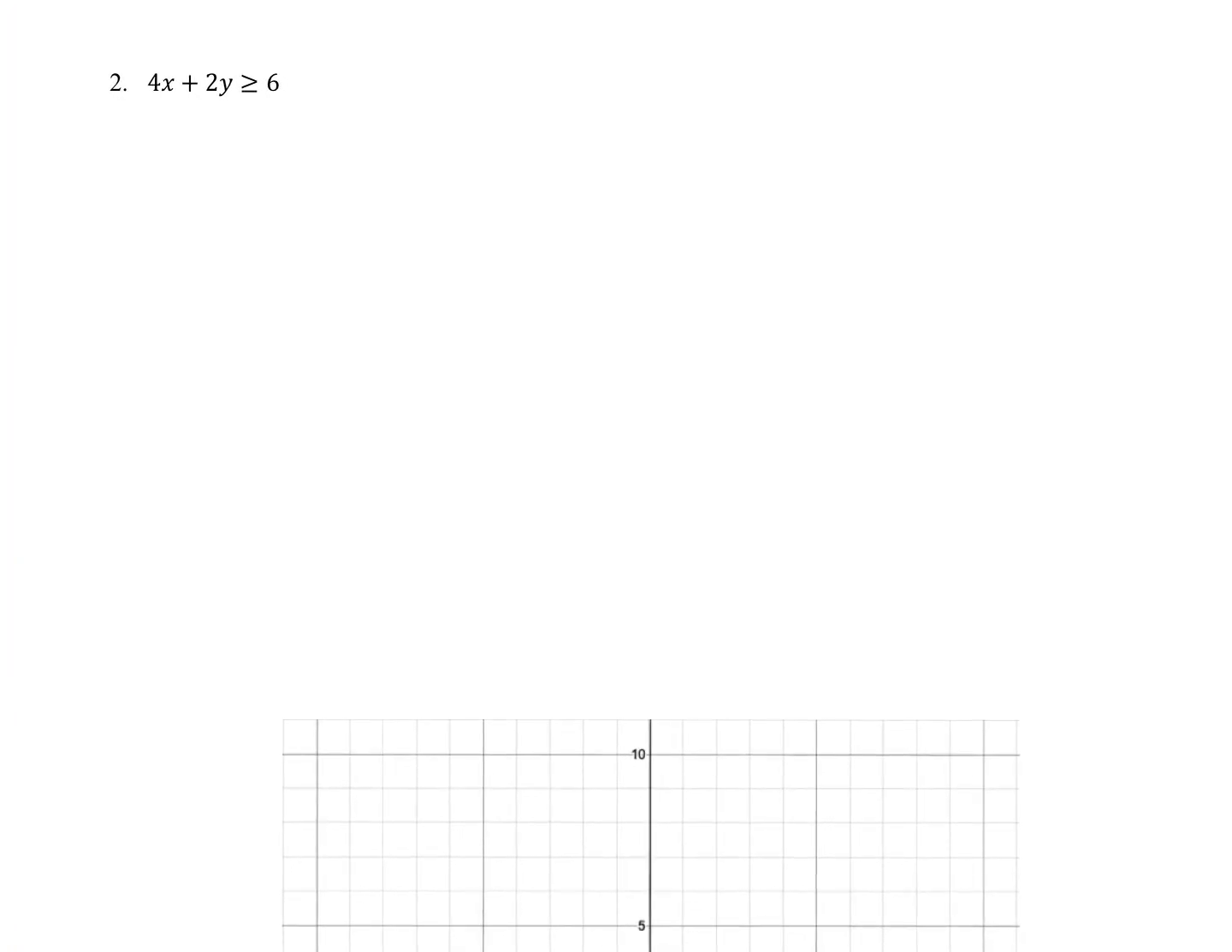So we have 4x plus 2y is greater than or equal to 6. And we're told to graph this. So I know this is an inequality. How do I know that? Well, we have the inequality right there.